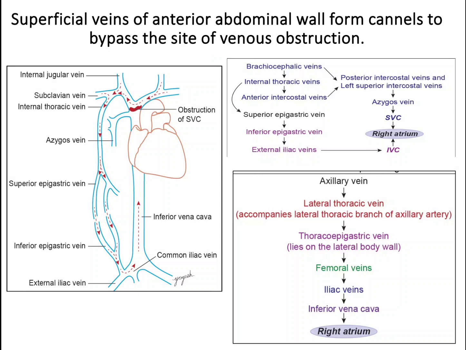Okay, so if there is an obstruction in the superior vena cava, what happens is the veins of the anterior abdominal wall open up, and blood from the tributaries of the superior vena cava bypasses through these venous channels, reaches the inferior vena cava, and through the inferior vena cava reaches the right atrium. Okay, so remember this point.